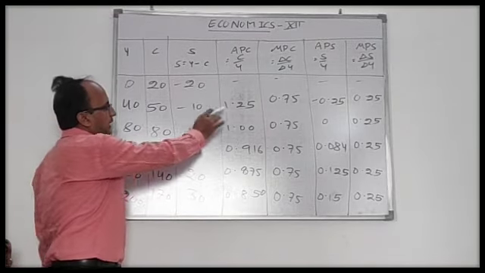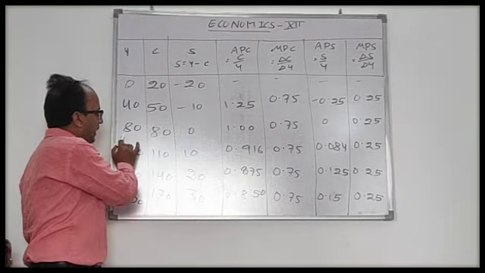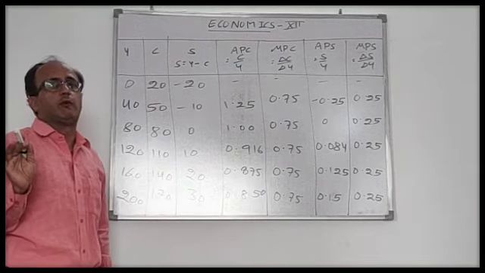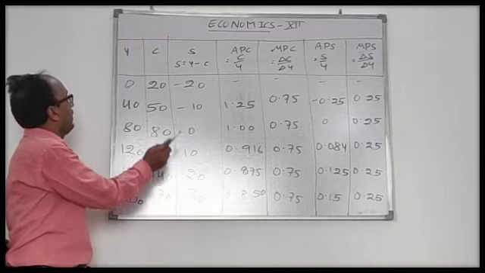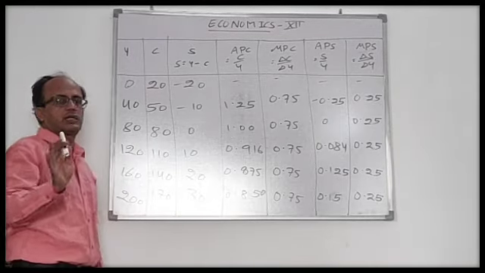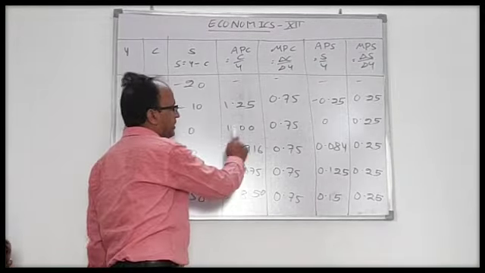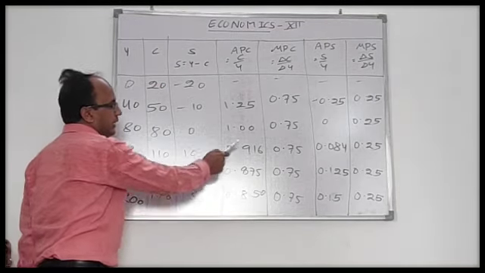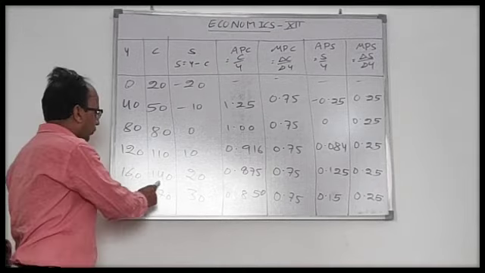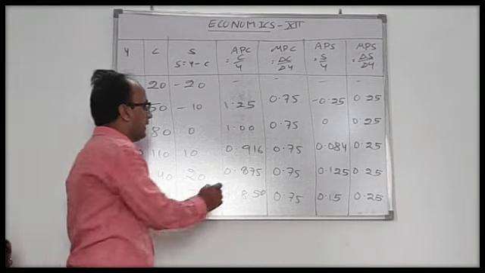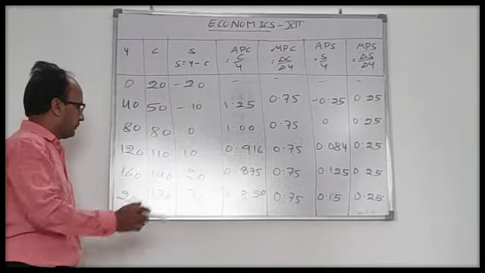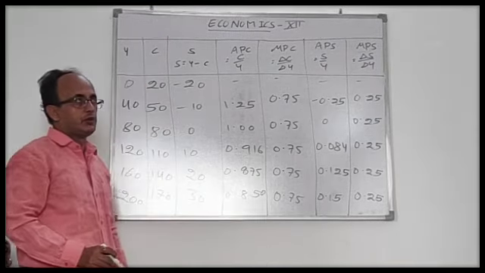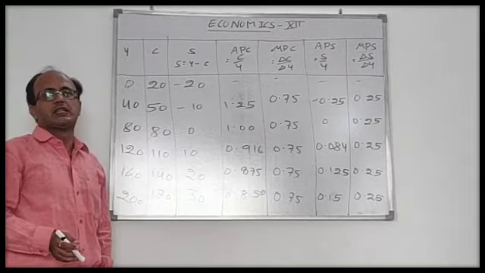50 upon 40, 1.25. 80 upon 80, 1. When it's 1, it means it is the break-even point, because at the break-even point, consumption and income both are the same, and the value of APC is equal to 1. Then 110 upon 120, 0.916. 140 upon 160, 0.875, 170 upon 200, 0.850. So it is the average propensity to consume.